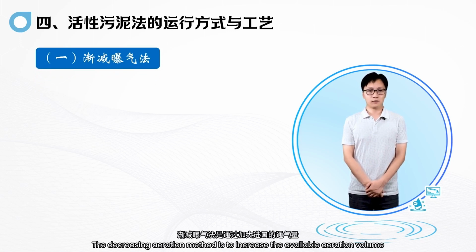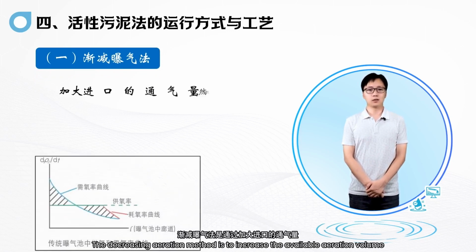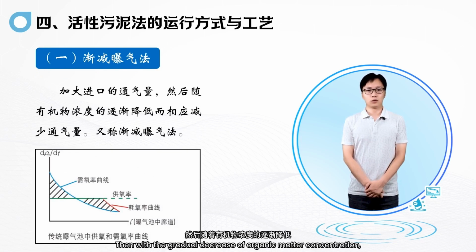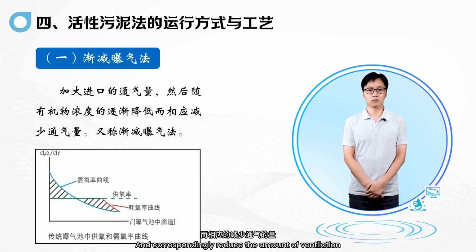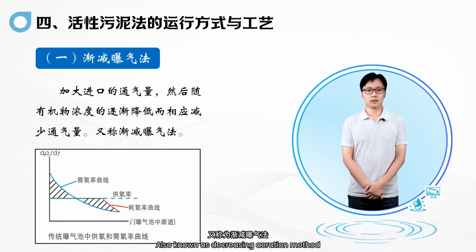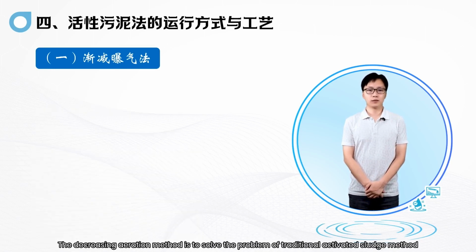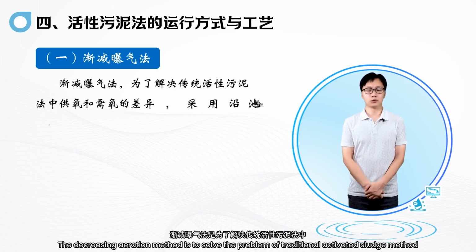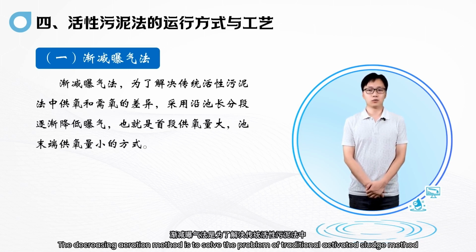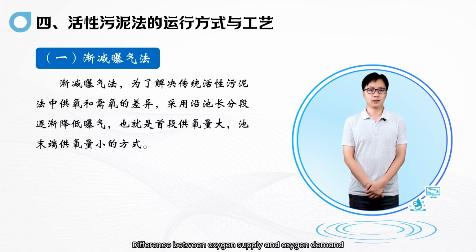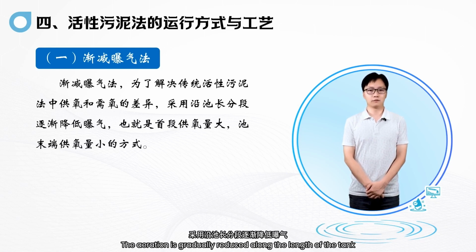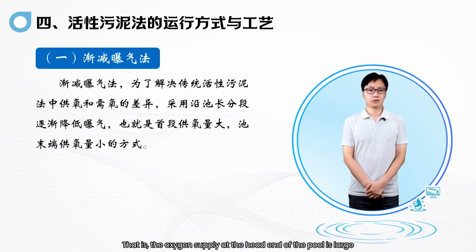1. Decreasing aeration method. The decreasing aeration method is to increase the available aeration volume, then with the gradual decrease of organic matter concentration, correspondingly reduce the amount of ventilation, so it is also known as the decreasing aeration method. It is meant to solve the problem of the difference between oxygen supply and oxygen demand in the traditional activated sludge method. The aeration is gradually reduced along the length of the tank. That is, the oxygen supply at the head end of the tank is large, and the oxygen supply at the end of the tank is small.